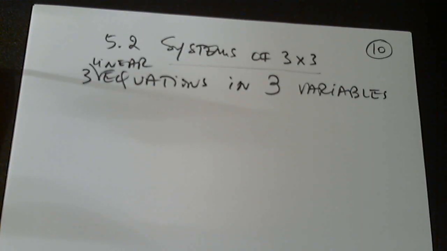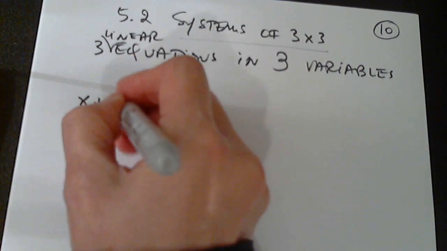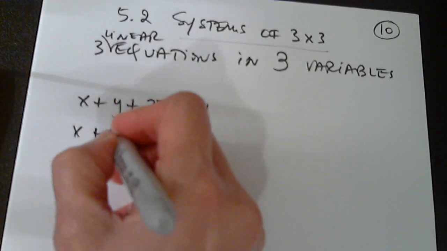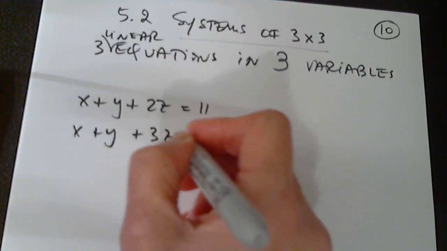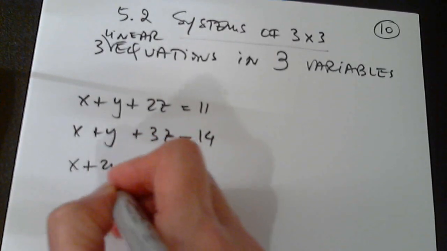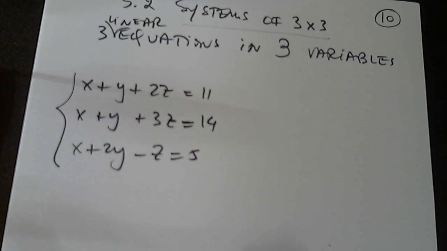Okay. So I'm going to pick from 5 to 18, and then you pick the next. So let's say I'm going to pick 5. So this is x plus y plus 2z equals 11. x plus y plus 3z equals 14, x plus 2y minus z equals 5. And after this, I'm going to show you another method.